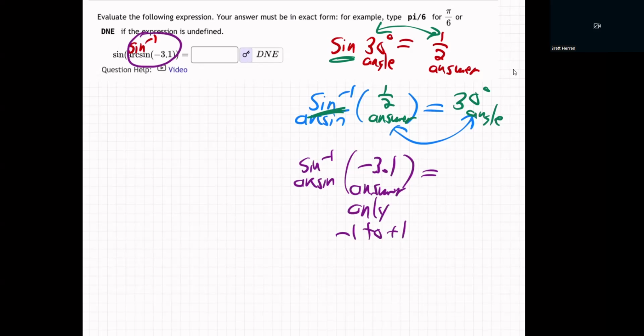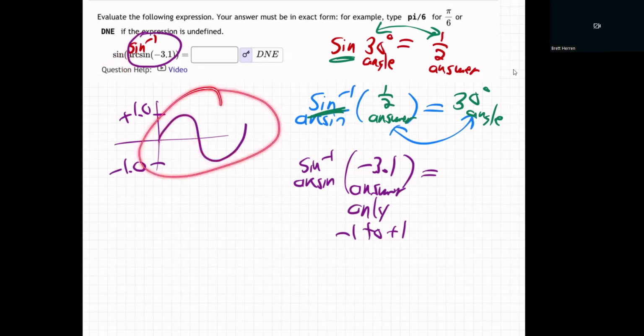Remember the graph of sine? What does it do? It goes up to positive 1.0 and down to negative 1.0. You might say, yeah, some go higher. Well, yeah, if you put a number in front. There's no number in front of the sine or the arc sine, so the amplitude is just one. In other words, the y values can't come out higher than one or negative one. So you can't put in something like this.